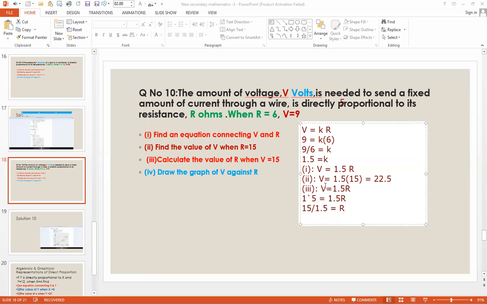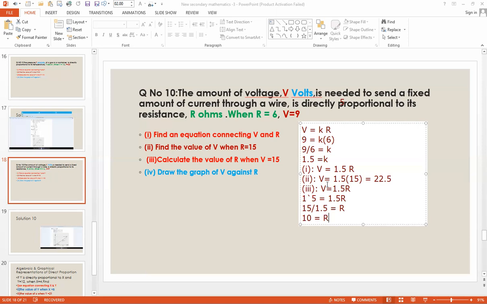Now we come to 15 divided by 1.5. We have to do 15 divided by 1.5. Yes, the same answer. 10 is the answer. 10 is equal to capital R. Okay, this is the solution of part 1, 2, and 3.